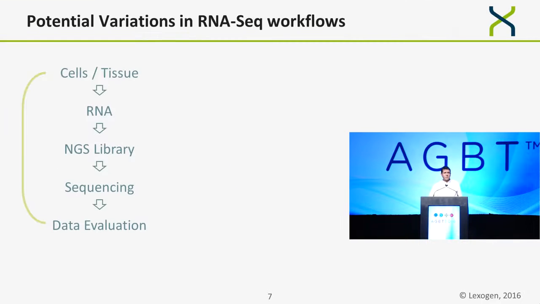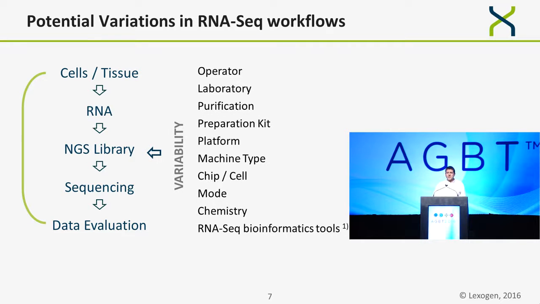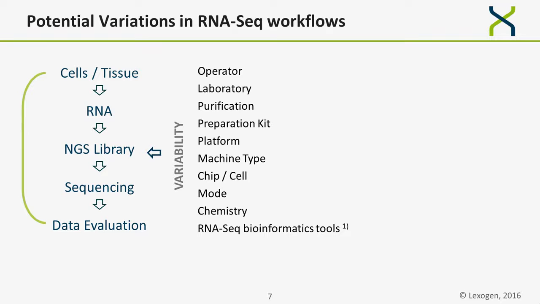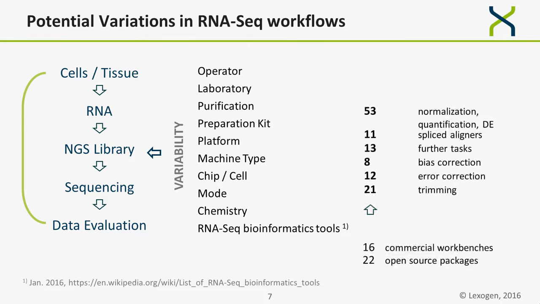If we look at such a workflow, as I have shown before, the number of variabilities is horrendous. It starts with the operator. Even if you have automated systems, there are certain drifts, and if we go down to the bottom line, the bioinformatics pipeline, and unroll it, this is not just a package. Most of you will be using different programs, and you have to use quite a number of them because you start with trimming, bias correction, error correction, and you end with normalization, quantification, differential expression calculations.